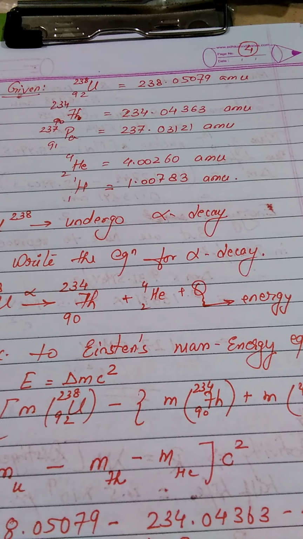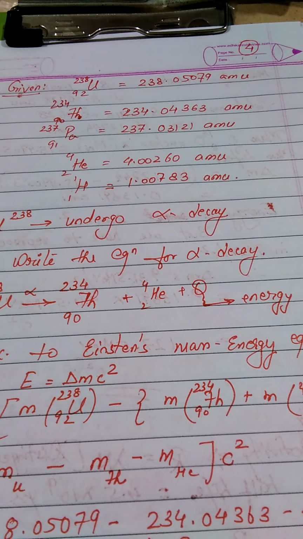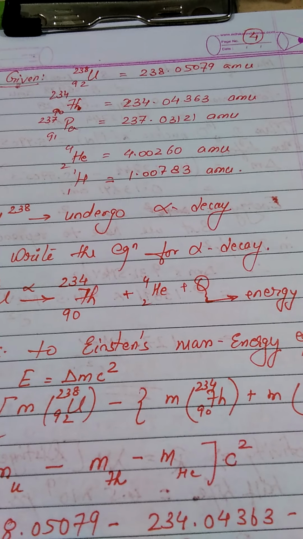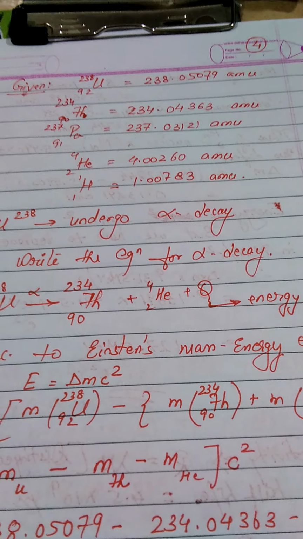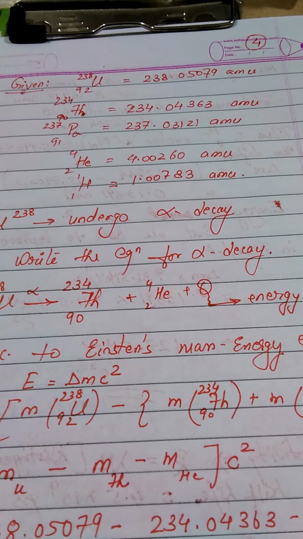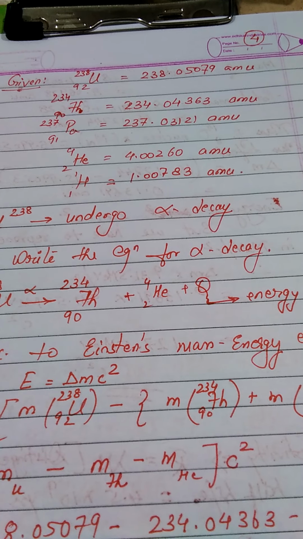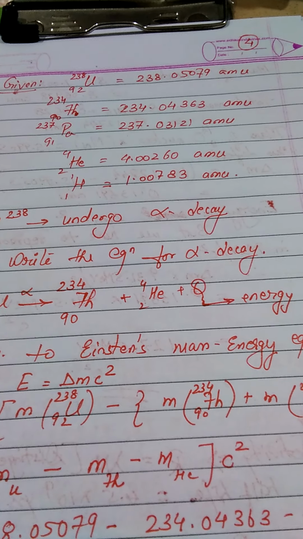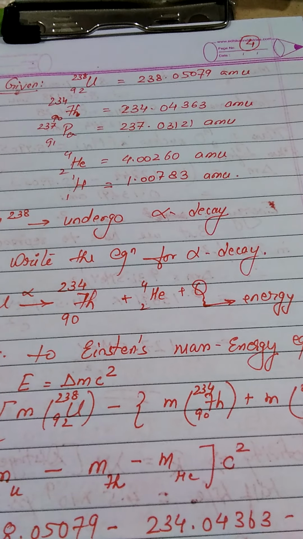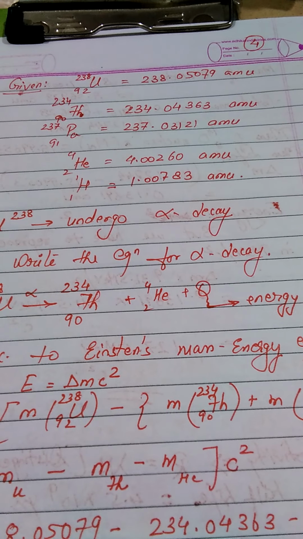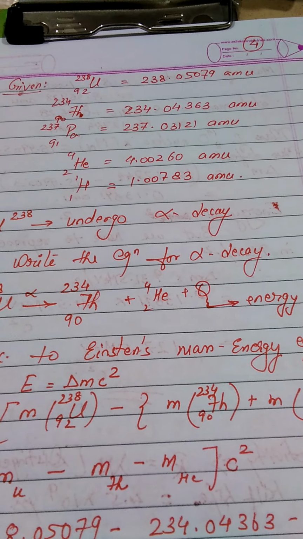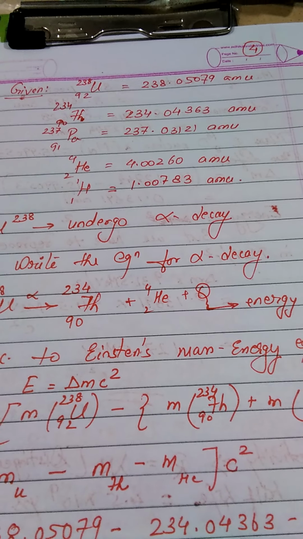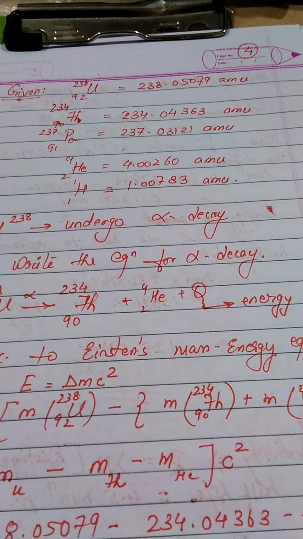Here the symbols have their usual meaning, and the element Pa is actually protactinium, whose atomic number is 91. We have been asked to find two things. The first is we have to calculate how much energy is released during the alpha decay, and also we have to show that uranium 238 cannot spontaneously emit a proton.